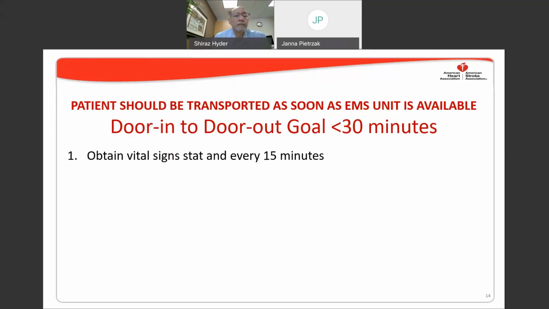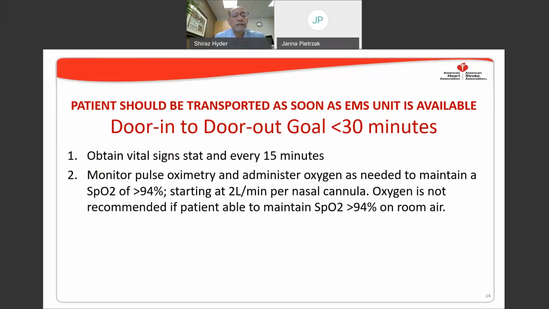First is to obtain vital signs and do them every 15 minutes. Next is to monitor their pulse oximetry and administer oxygen as needed to maintain an O2 saturation of greater than 94%, starting at 2 liters per minute per nasal cannula. Oxygen is not recommended if patient is able to maintain O2 saturation of greater than 94% on room air.